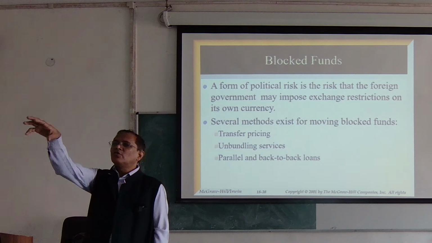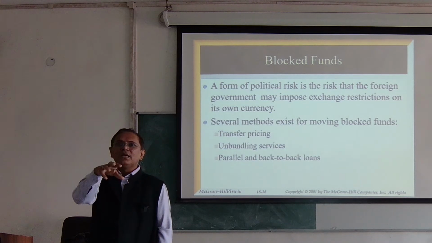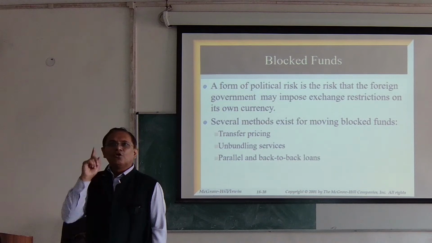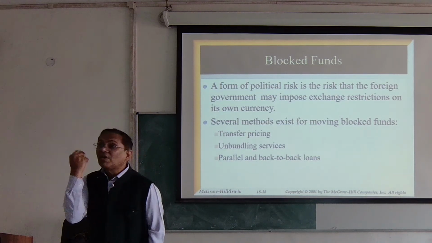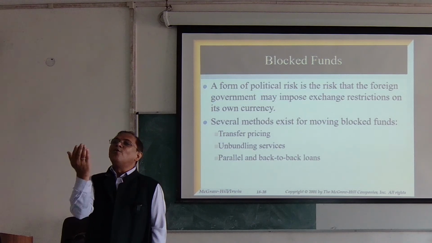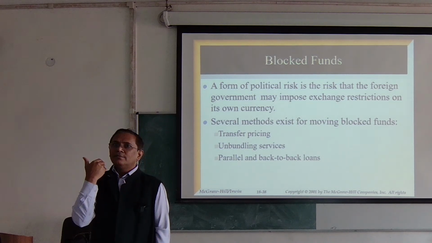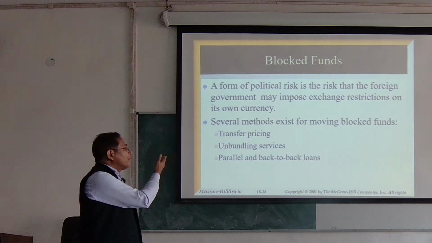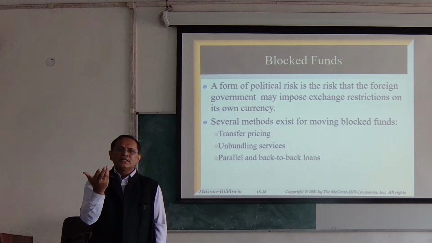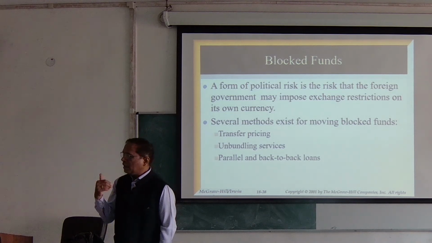Let's say your amount of 100 million is locked. You are keeping 100 million there and you are saying give me 100 million of loan. So your amount is blocked. Now you are not transferring your amount which is blocked. You are transferring the loan back to your own country. So that is what it is. Parallel and back-to-back loans could be possible. So different ways are there through which funds are going to be released.